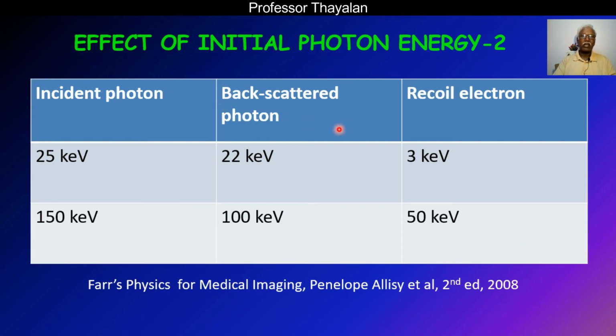Let us see what is the effect of initial photon energy. Suppose you take 25 kilo electron volt, it is shared: the backscattered photon will take 22 kilo electron volt, recoil electron will get 3 kilo electron volt. That means the recoil electron gets a lesser share. As the energy increases to 150 kilo electron volt, it is actually 100 kilo electron volt to the backscattered photon and 50 kilo electron volt to the recoil electron. That means the recoil electron takes a higher share of energy when the energy increases. What do we conclude? As the incident photon energy increases, the recoil electron takes a major share of the energy.